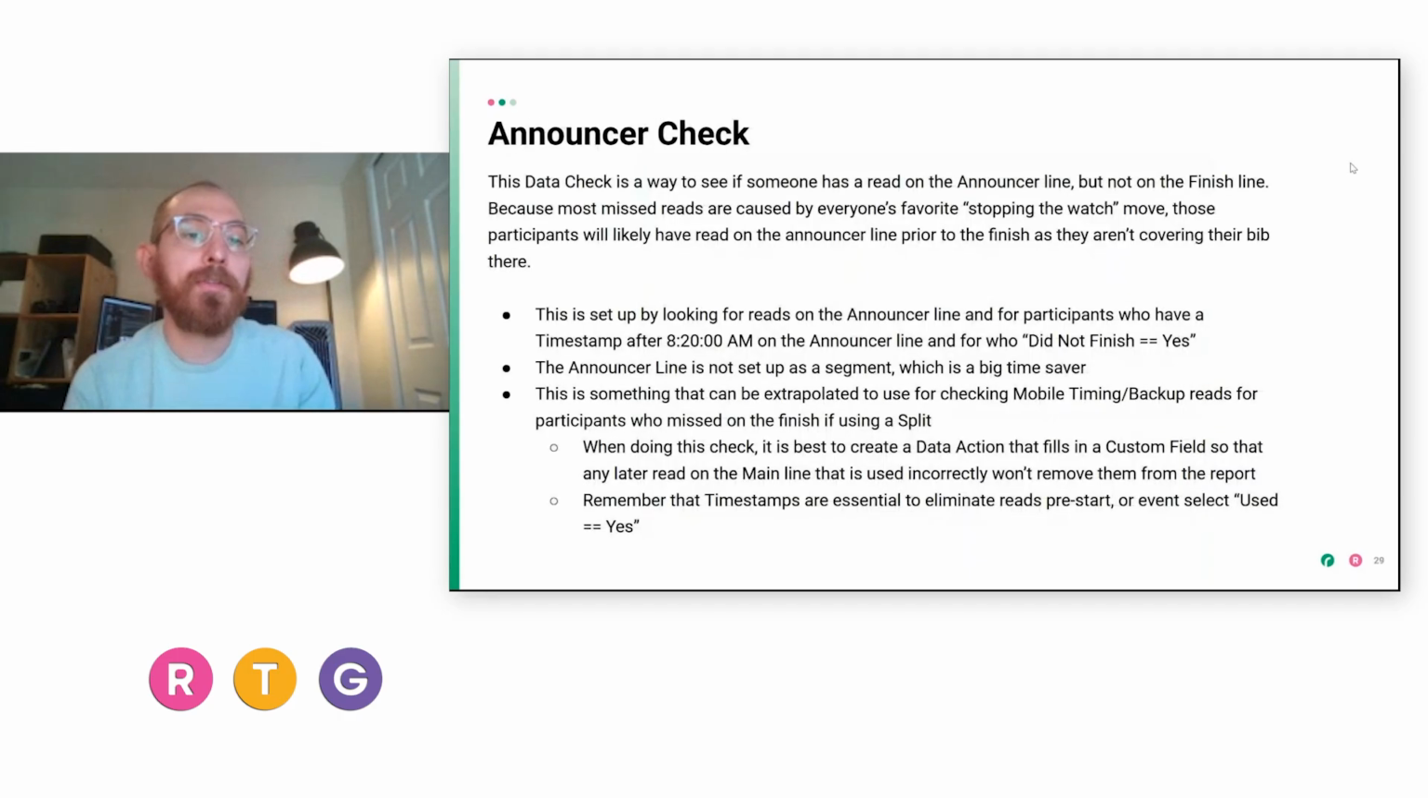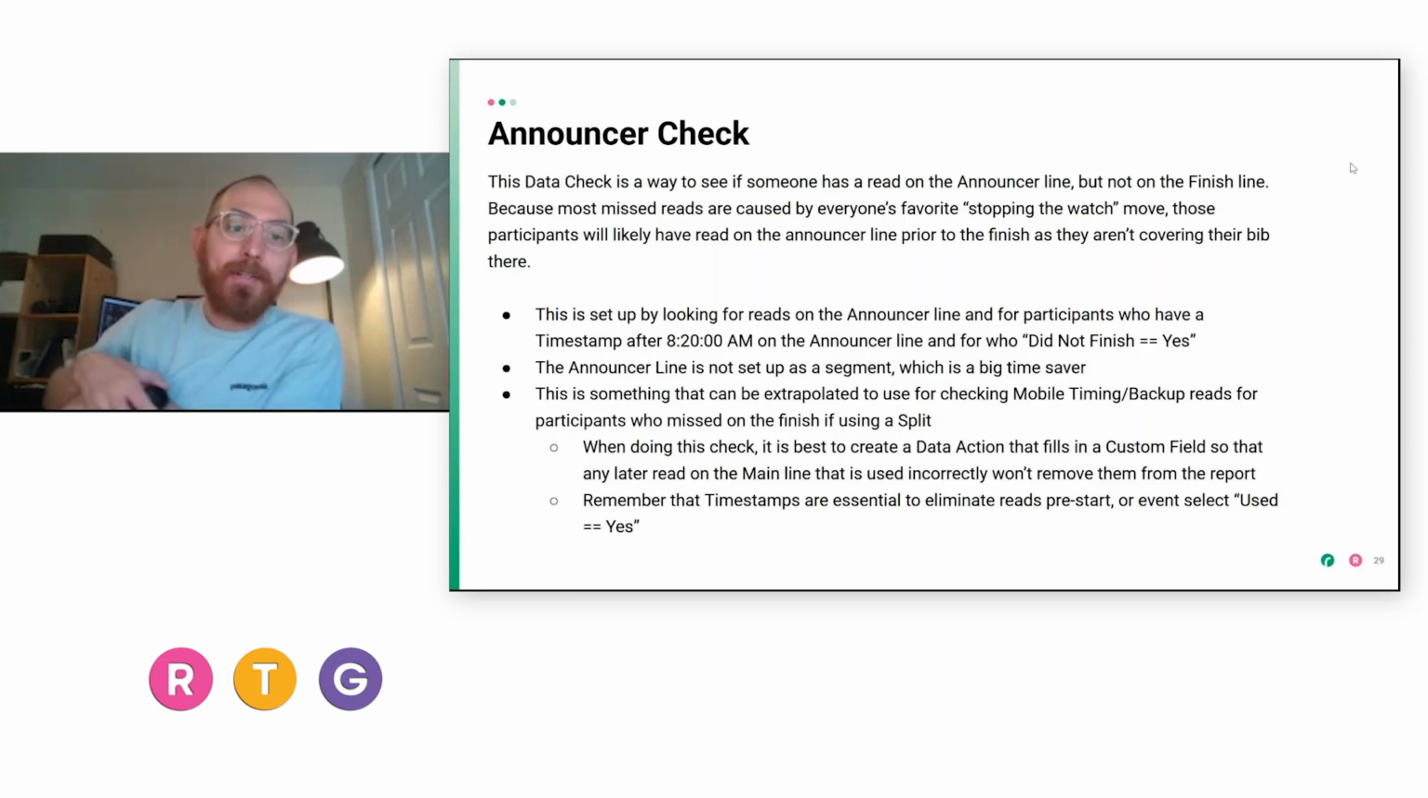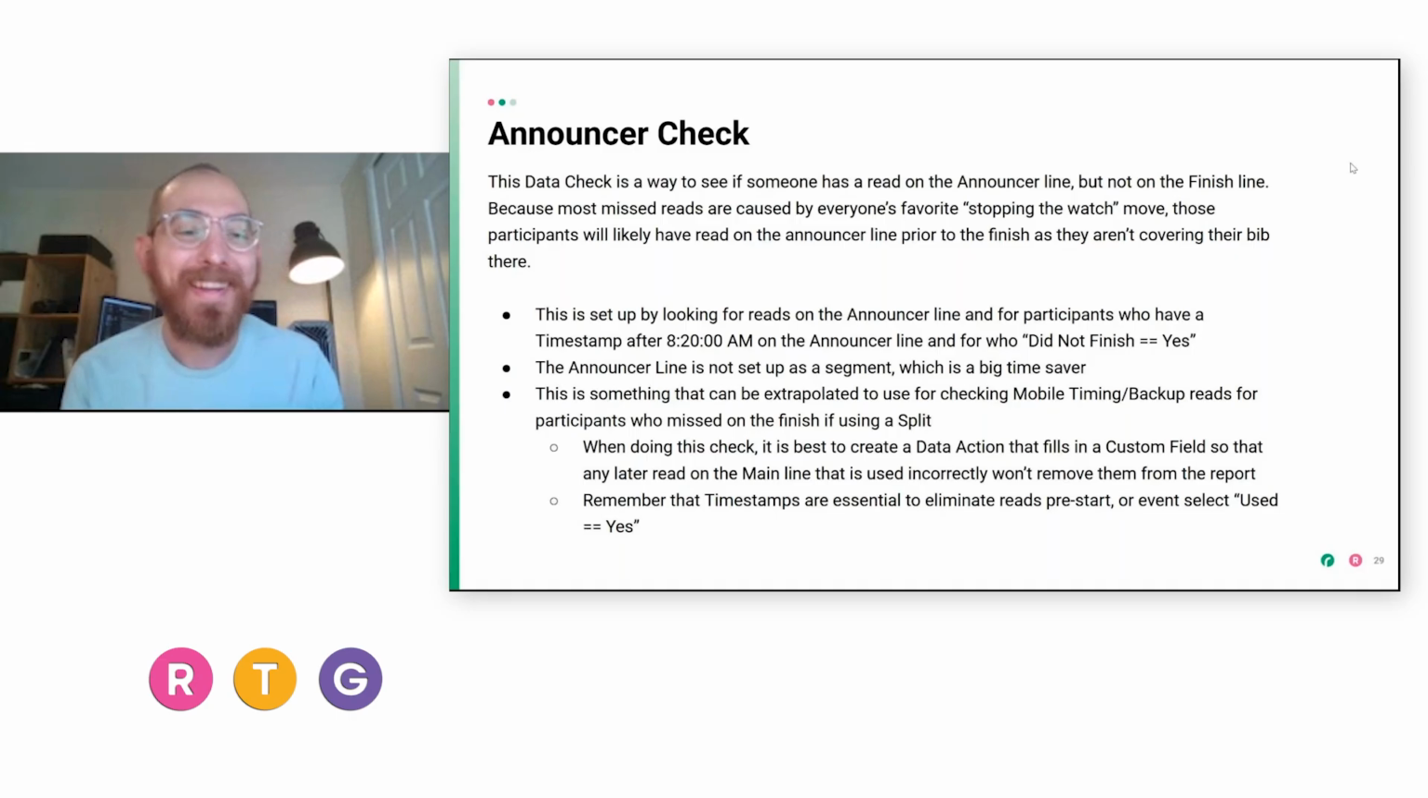Okay, next is another creative use case for data checks. It's an announcer check. Basically, it's a way to see if anyone has a read at the announcer, but not at the finish line. This is like that scenario where you're reviewing footage after the race, someone says, hey, I'm not showing on the results, and you have your video recording because you're a good timer, and you go back to the time of day when they cross, and you can see them stopping their watch and covering their bib in the moment they're crossing the finish line.